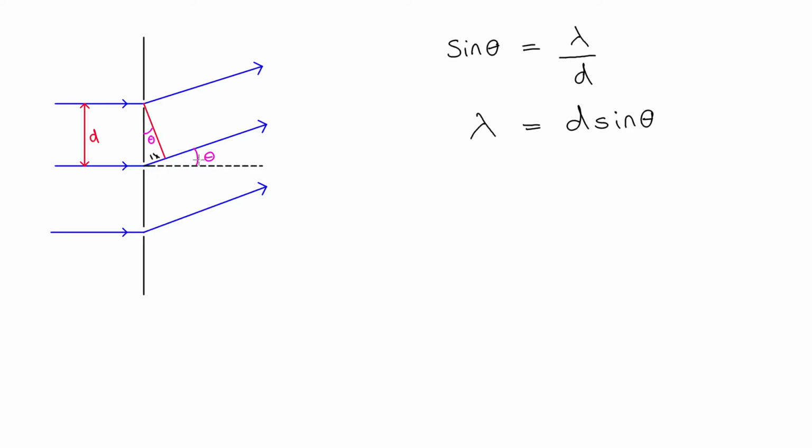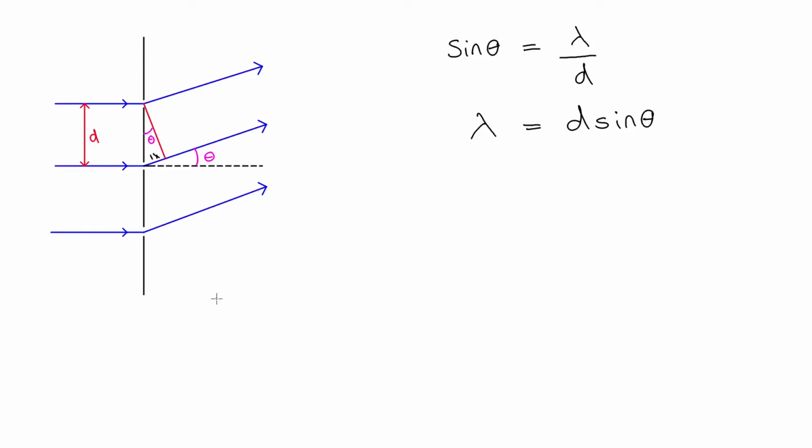And obviously by geometry, if that angle is theta there, this angle here is going to be 90 minus theta, which means this angle here must be theta as well. So theta is the angle through which light has been diffracted. So let's just think, okay, what about the second subsidiary maximum?